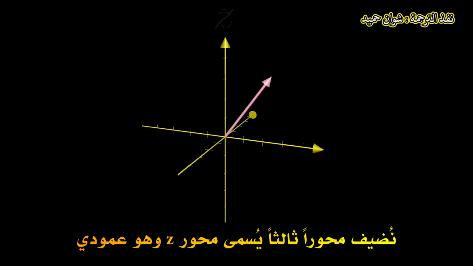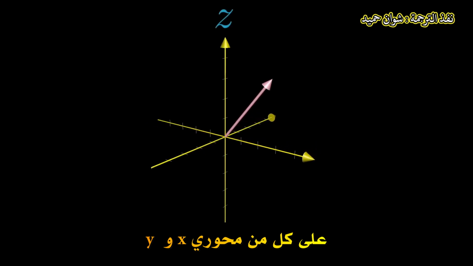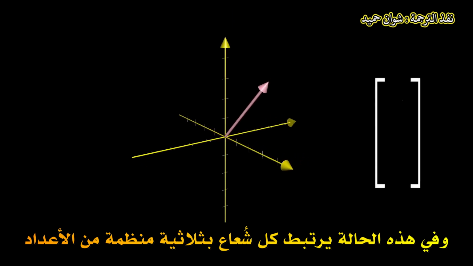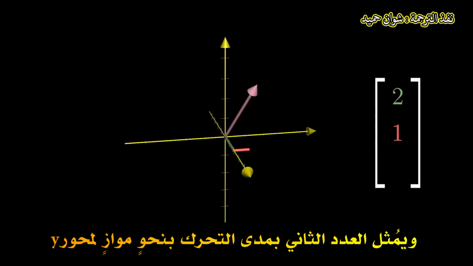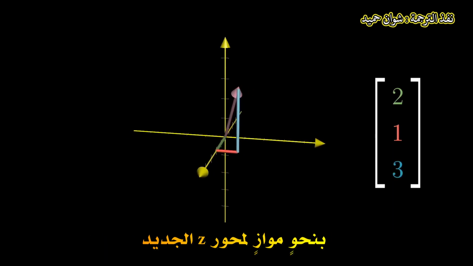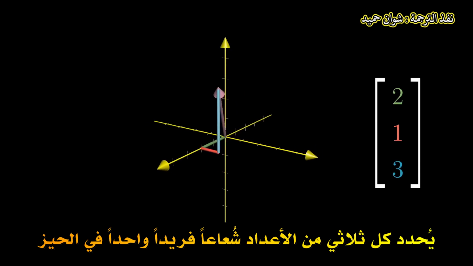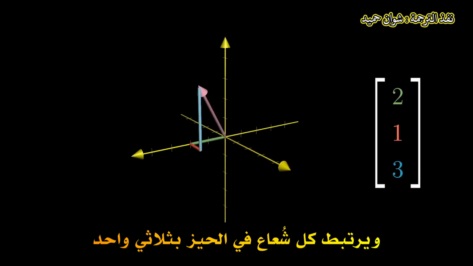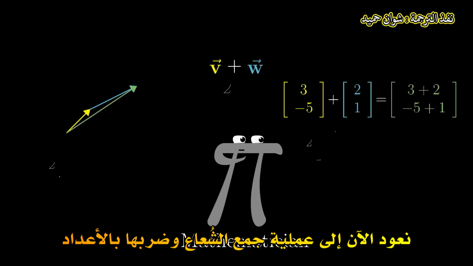What about in 3 dimensions? Well, you add a third axis, called the z-axis, which is perpendicular to both the x and y axes, and in this case, each vector is associated with an ordered triplet of numbers. The first tells you how far to move along the x-axis, the second tells you how far to move parallel to the y-axis, and the third one tells you how far to then move parallel to this new z-axis. Every triplet of numbers gives you one unique vector in space, and every vector in space gives you exactly one triplet of numbers.